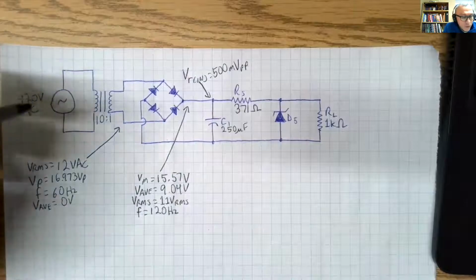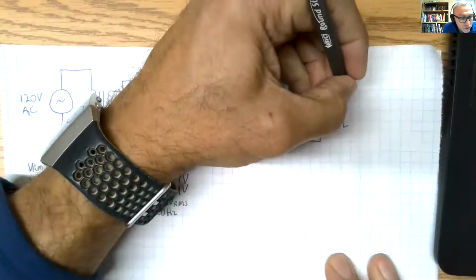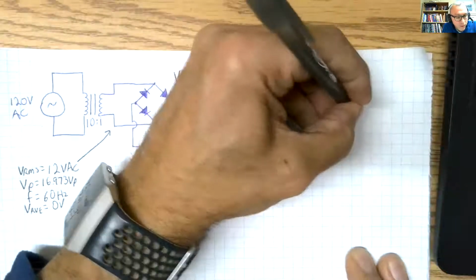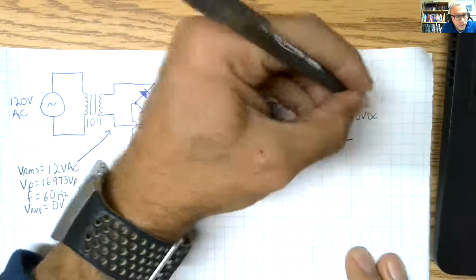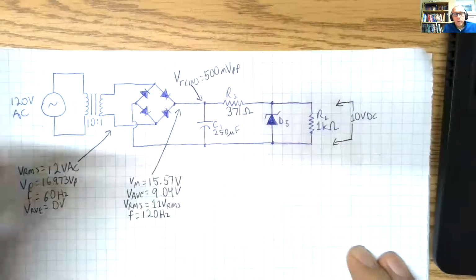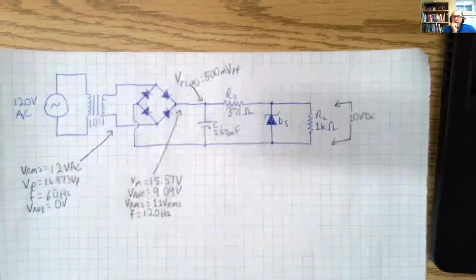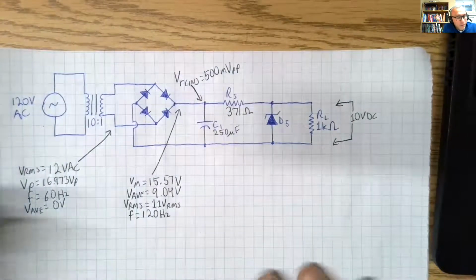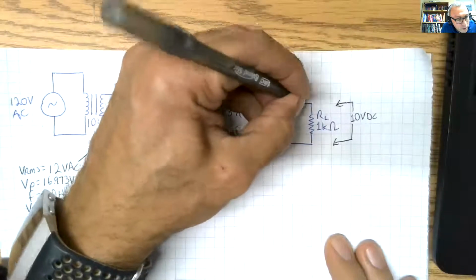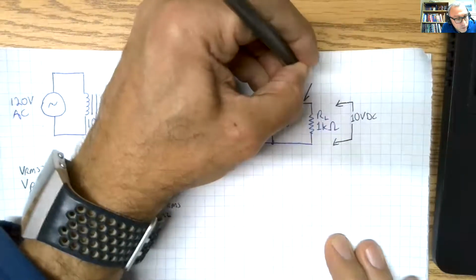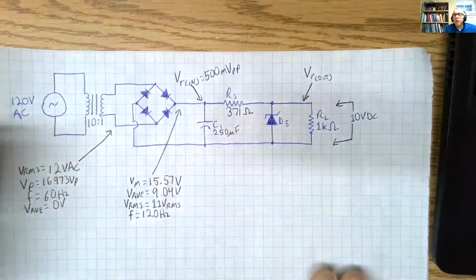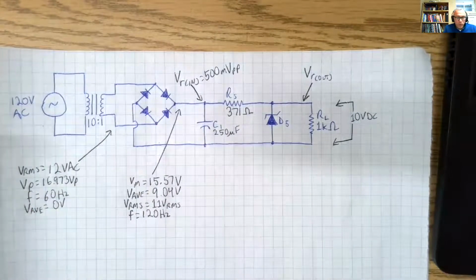Now, we know that our DC voltage coming out here is 10 volts DC. That's what we wanted, and that is what our Zener regulator is giving us. But we still have a little bit of ripple. So the ripple here is known as the output ripple. Small r again, it's the output ripple.